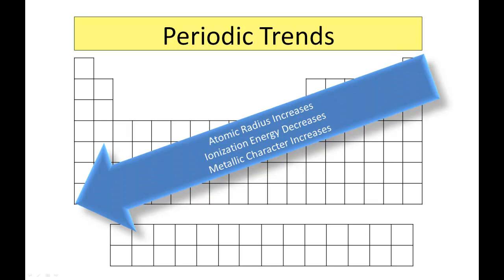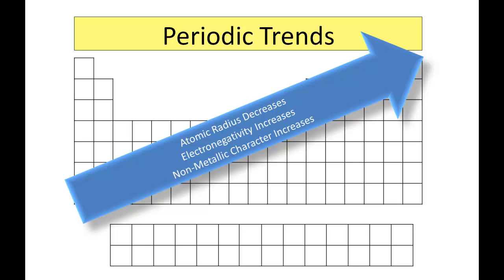In summary, as you go down and to the left on the periodic table, atomic radius will increase, which means the ionization energy, or the energy to remove an electron, will decrease. And that means the metallic character increases, because remember that metals like to lose electrons. So if it's very easy to remove an electron, it becomes more metallic in character. The opposite is true as you move to the top right.